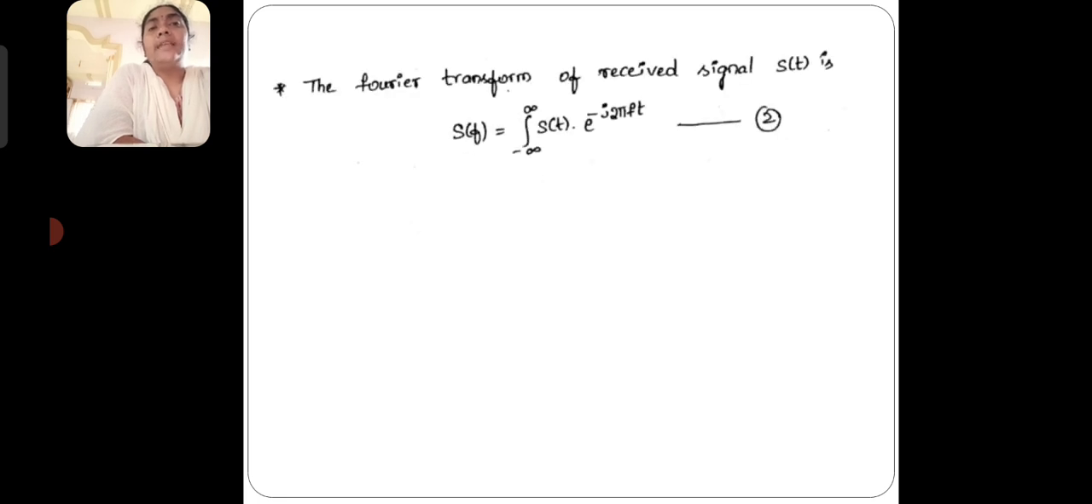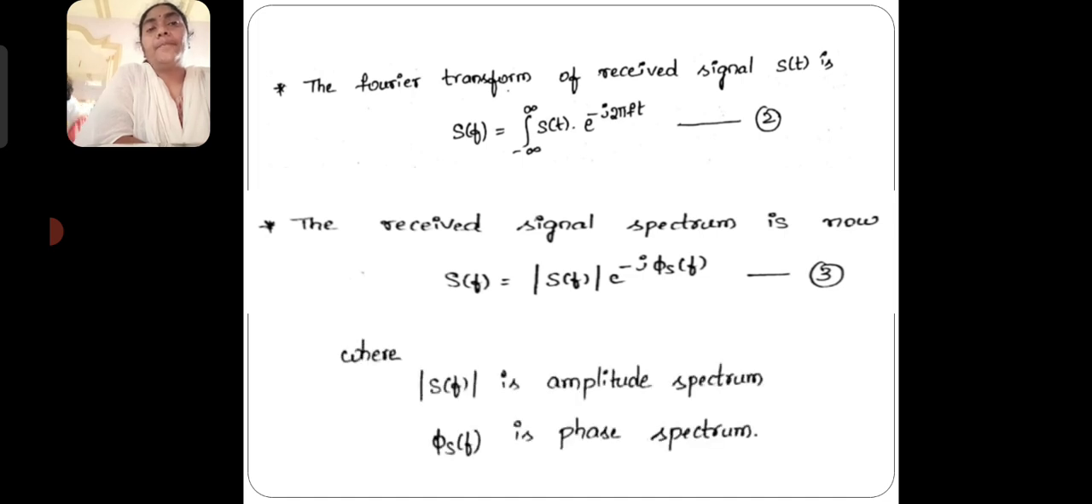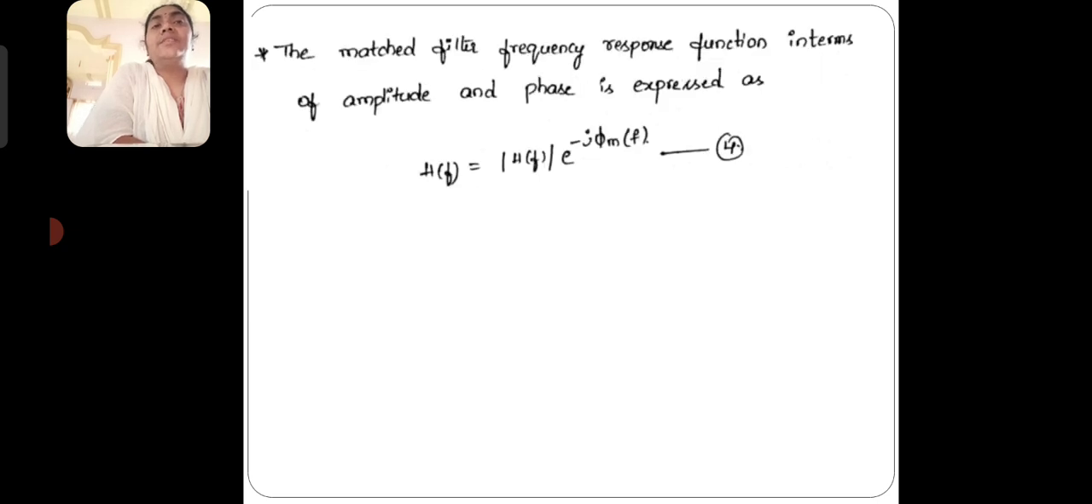Next, the Fourier transform of the received signal s(t) is S(f) = integral from minus infinity to infinity of s(t) e^(-j2πft) dt. The received signal spectrum is S(f) = |S(f)| e^(jψ_S(f)), where |S(f)| is the amplitude spectrum and ψ_S(f) is the phase spectrum. The matched filter frequency response function in terms of amplitude and phase is expressed below.